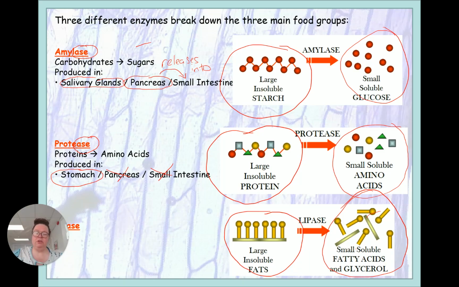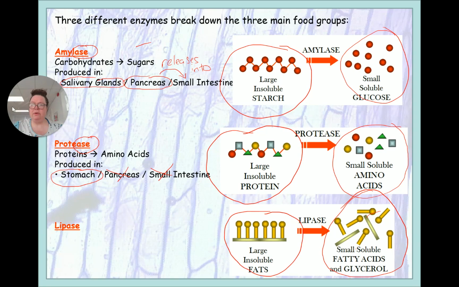Just move my face out the way because it's probably in the way there. Let's go up there. There we go.